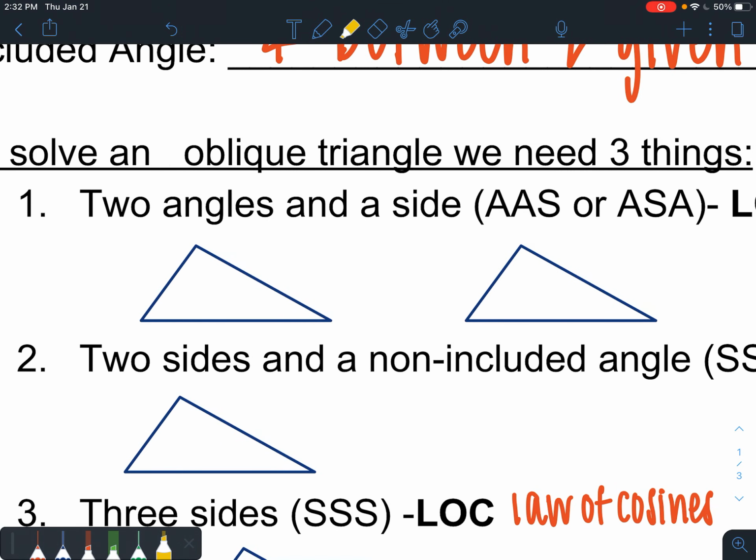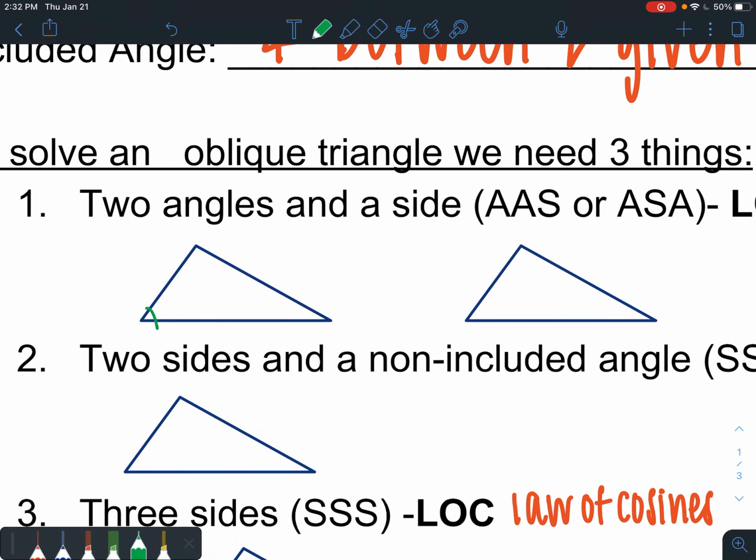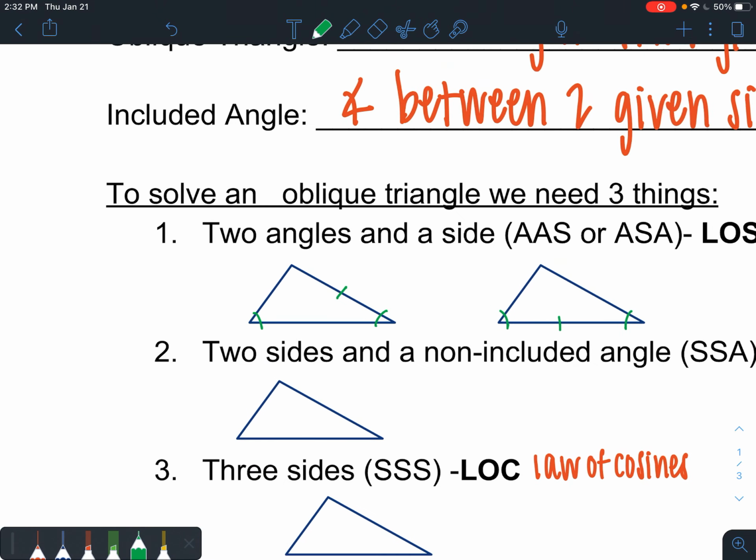Here I have, and this is the order in which you get them, two angles and a side. That's actually not super clear. Let me draw something else. So two angles and a side, we use the law of sines, as well as angle, side, angle, we use the law of sines.